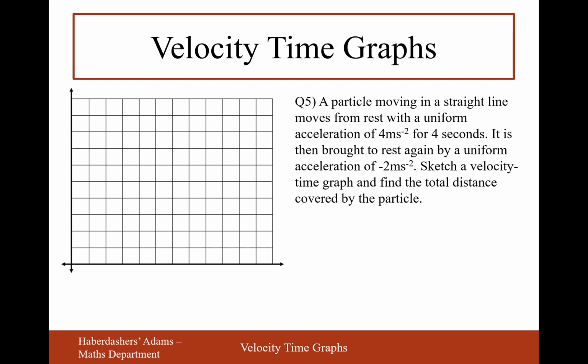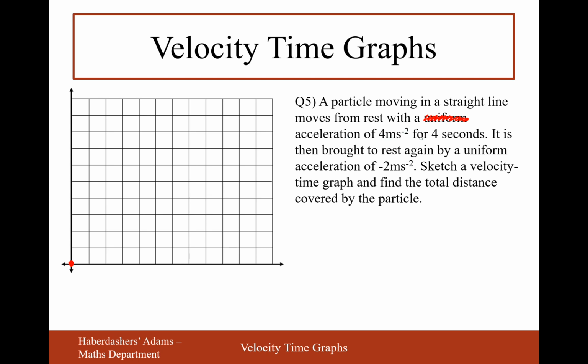Okay, so let's have a go at question 5 then. A particle is moving in a straight line from rest. If it's from rest, that means it starts from 0, so we can start our graph at 0, 0. Uniform acceleration, what it means by uniform is just constant. So we don't really need to know what that word means. It's always going to be constant acceleration. So don't worry too much about that word.